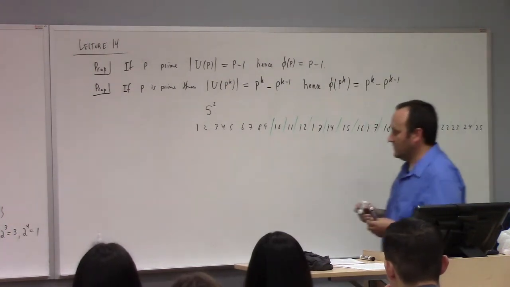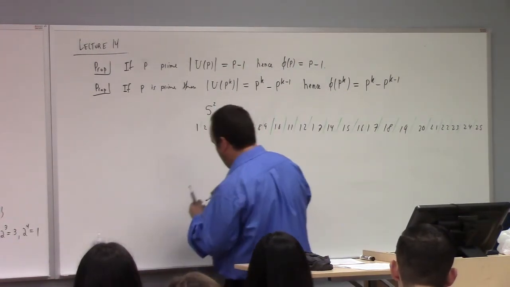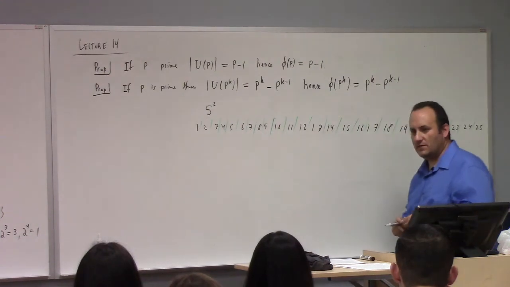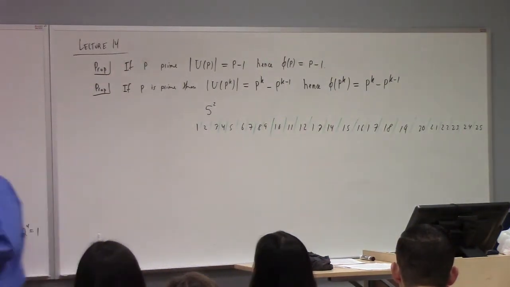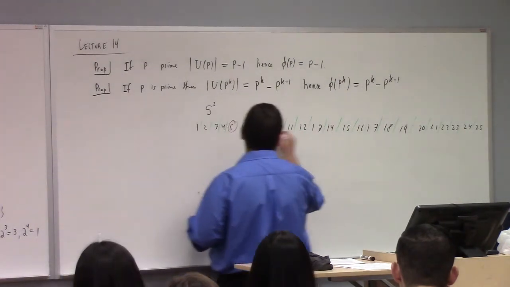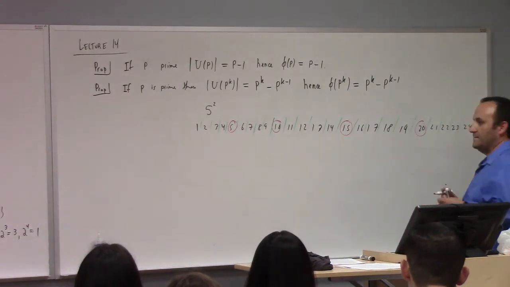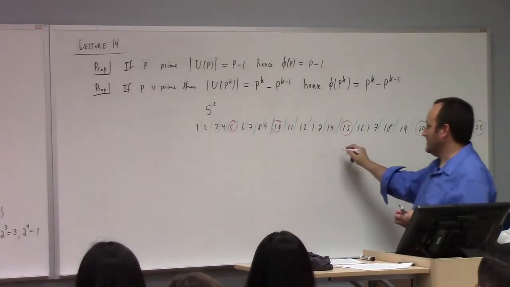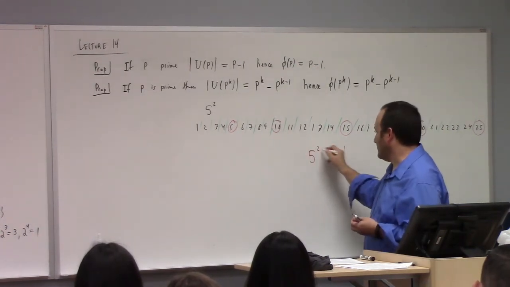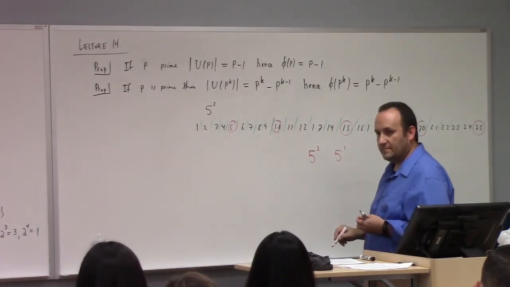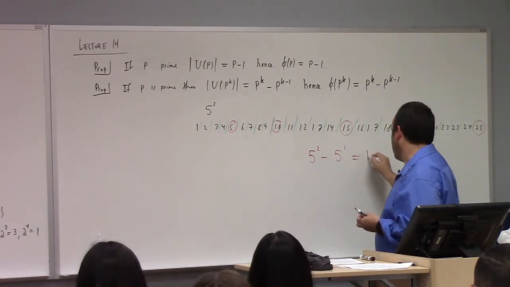Which of these are not relatively prime to 25? 5, 10, exactly. The 5, 10, 15, 20, 25. So how many is that? That is 5 to the 1. And so the net number is 5 to the 2, right? So 5 to the 2 minus 5 to the 1 is equal to the order of U25.